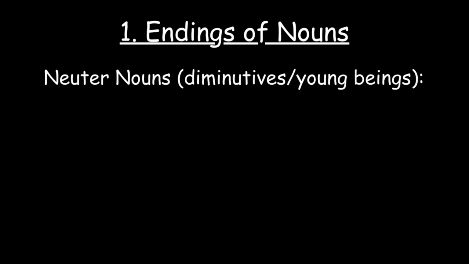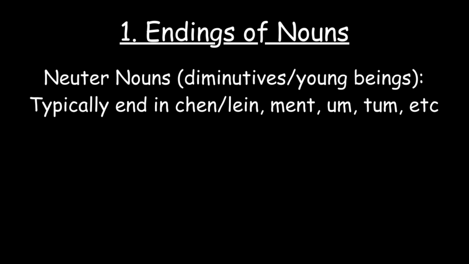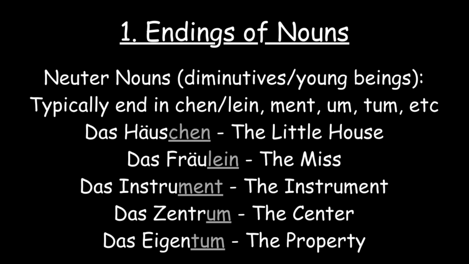To identify neuter nouns, look at the ending of a noun, because they're often diminutives or names of young beings. Typically, they end in chen, lein, ment, tum, and more. Some examples are das Häuschen, das Fräulein, das Instrument, das Zentrum, das Eigentum. That's one way to identify a neuter noun, but again, other endings can also be.